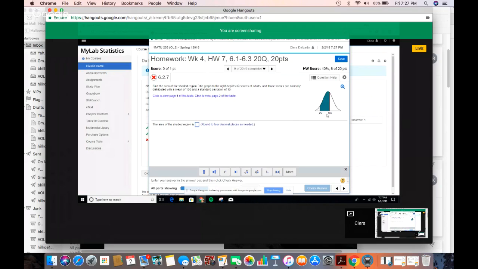Trying to think what the best way to do this is, because 75 and 105 play a part, and we're trying to figure out the IQs between 75 and 105, right? So what I would do is 105 minus 75 divided by 30. Let's see what that is.